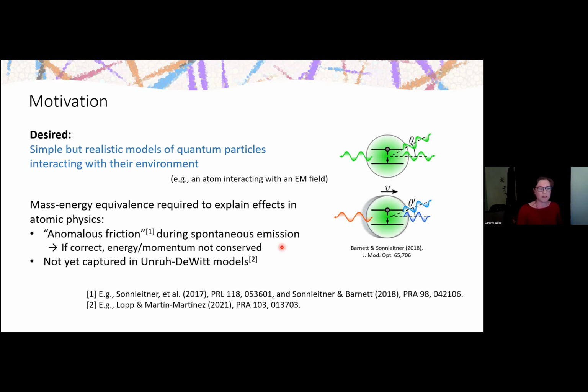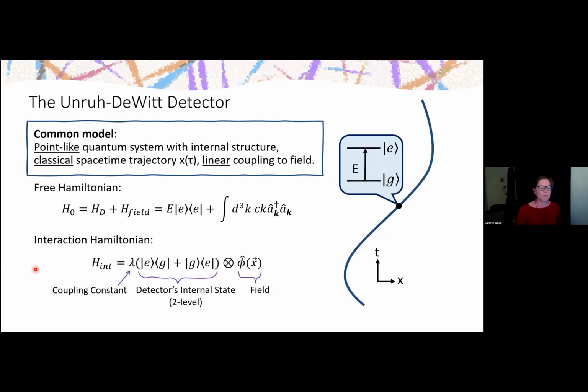So these mass energy effects are important, but as members of this community have identified, the Unruh-DeWitt models which we've seen so far cannot fully capture these effects, which is where we came in. But first I'll give a quick overview of the detector we know and love.